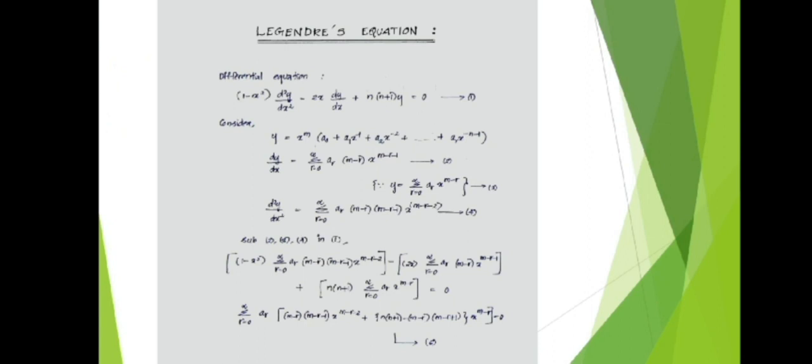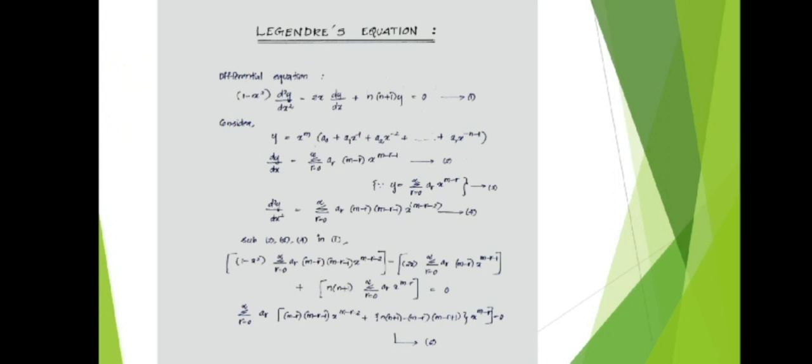So we must consider y equal to x^m (a0 plus a1 x^(-1) plus a2 x^(-2) plus etc. plus ar x^(-r) and so on). We have to find the first order. dy/dx is equal to summation r equal to 0 to infinity of ar (m minus r) x^(m minus r minus 1), which is equation number 2.